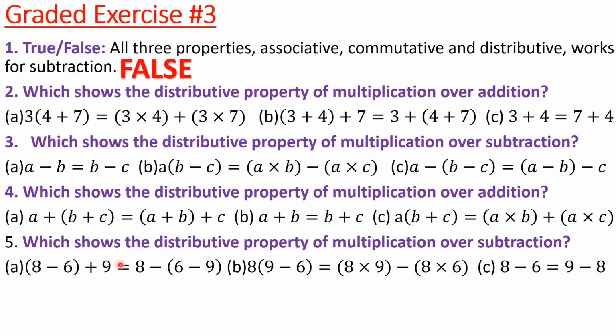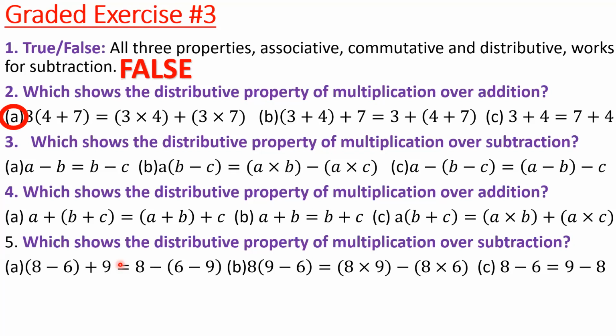Which one? A, B, or C? Which shows the distributive property of multiplication over addition? A. Anyone else have A? Yes, it is A. It's definitely A. Number 3, which shows the distributive property of multiplication over subtraction?